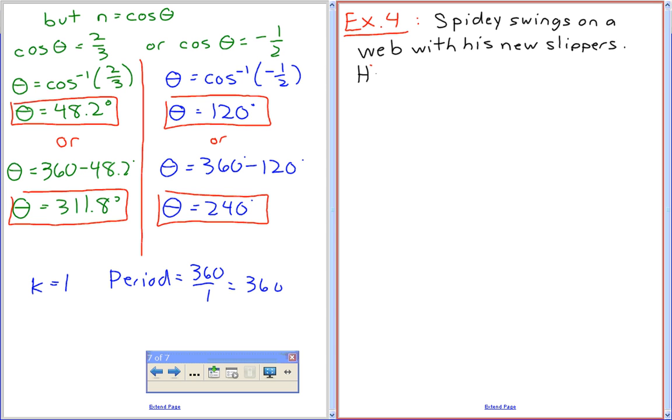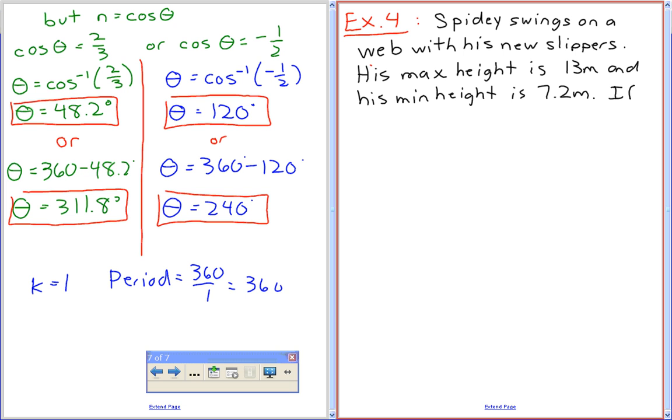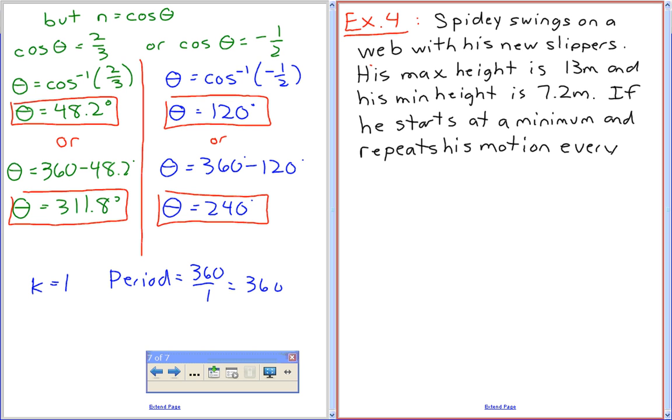We'll say his maximum height is, we'll say 13 meters, and his minimum height is 7.2 meters. If he starts at a max, no, I would say at a minimum, and repeats his motion every 11 seconds.